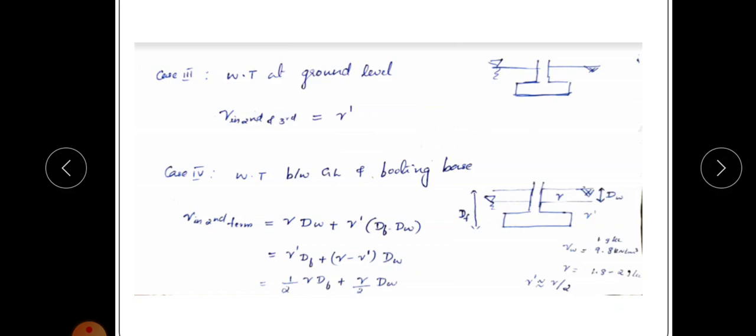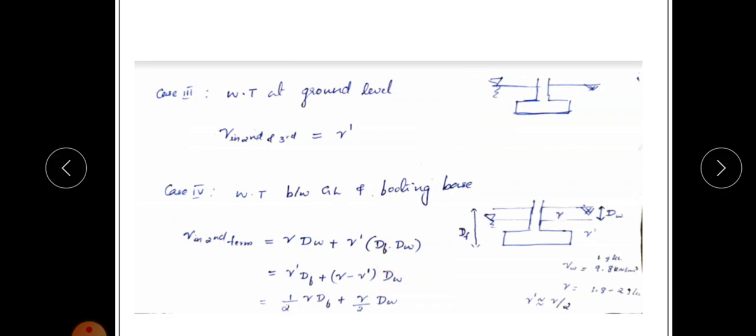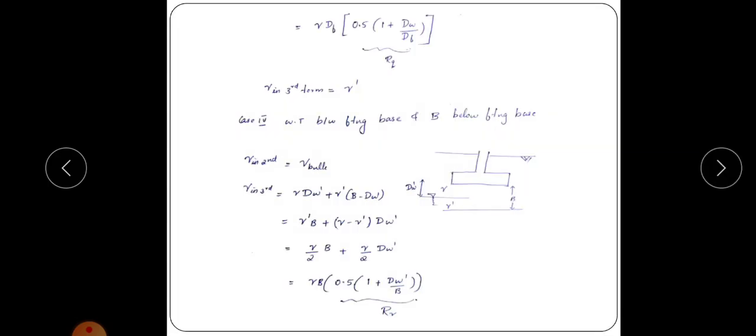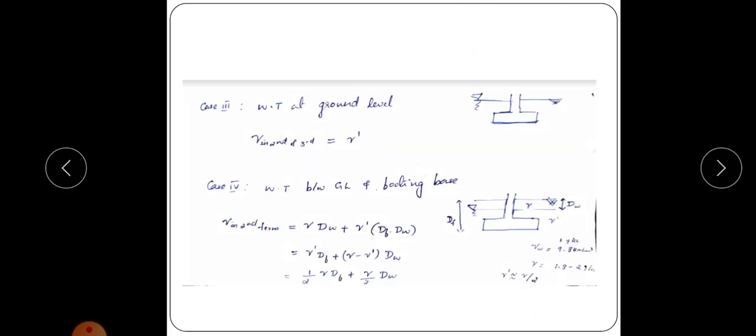Okay, then we can approximate gamma dash, the submerged unit weight, as bulk unit weight by 2. That is, the unit weight of water is 9.8 kilonewton per meter cube, and bulk unit weight is 19 or 18 kilonewton per meter cube. So approximately, submerged unit weight is equal to half the bulk unit weight. So we can approximate it as gamma by 2. Okay, so by rearranging, we will get gamma into df into 0.5 into (1 plus dw by df). So this is the equation of the second term if the water table is in between.